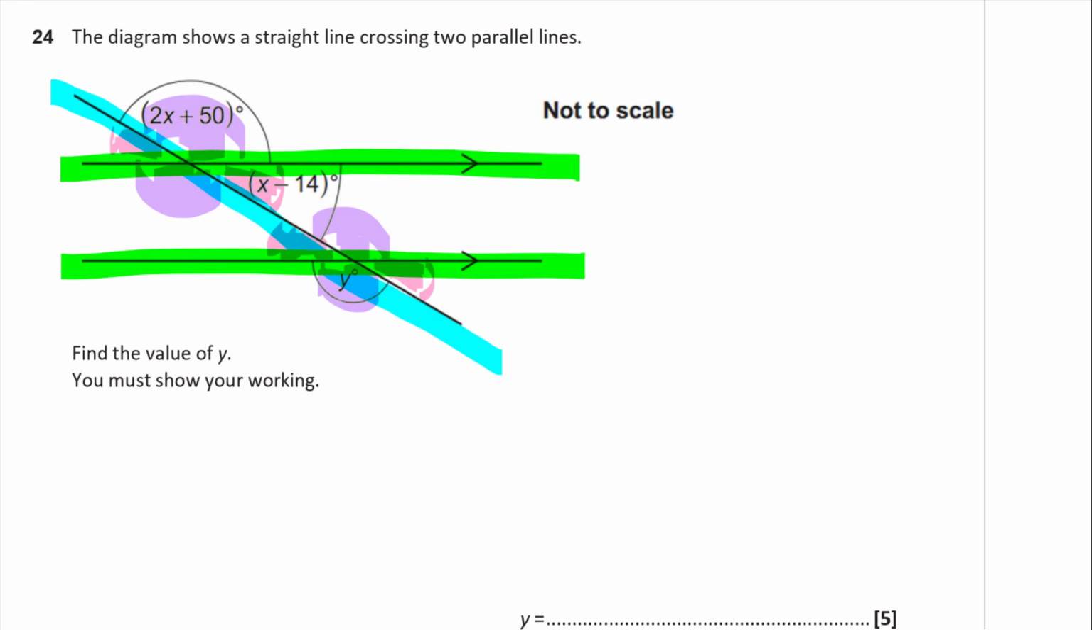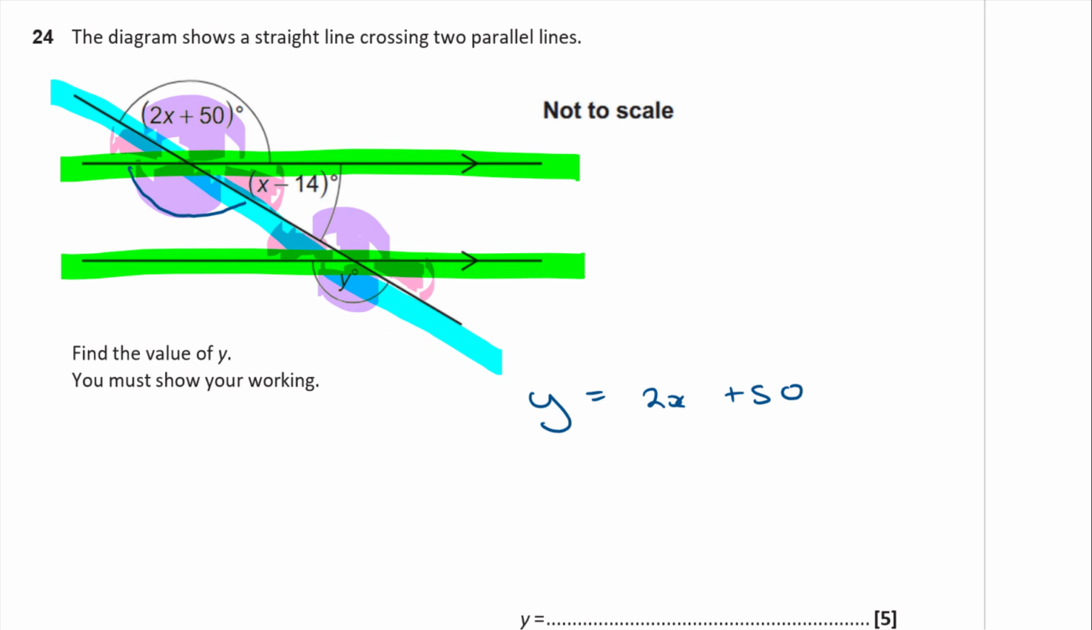Okay, so what we know is that this y down here, look, corresponds to this angle up here. These are the same, and it's vertically opposite of the other one there. So we know that y is equal to 2x plus 50. Those two things are the same.